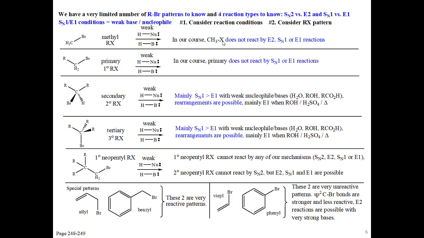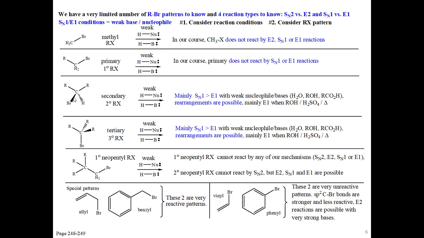And so the answer here is if you have a neutral base nucleophile, no product, no reaction. If we go to primary, it's a little better for the carbocation, but not good enough. So still, we do not get a reaction by SN1 or E1. So the answer would be no reaction or no product. That makes it pretty easy. That's half of our choices here. Methyl and primary is no reaction with a weak base nucleophile.